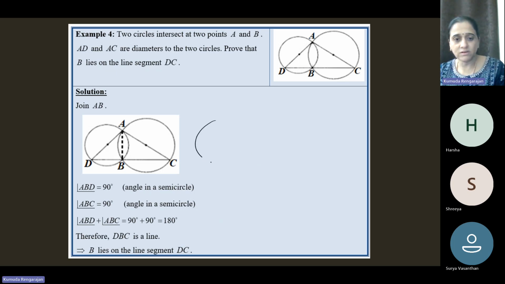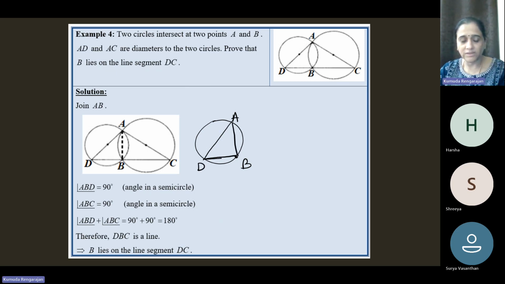So first circle, the diameter AD, and B is a point on the first circle. AD is the diameter. Join D to B, A to B. That's why the construction is join AB. This is 90 degrees. Angle in a semicircle is a right angle.